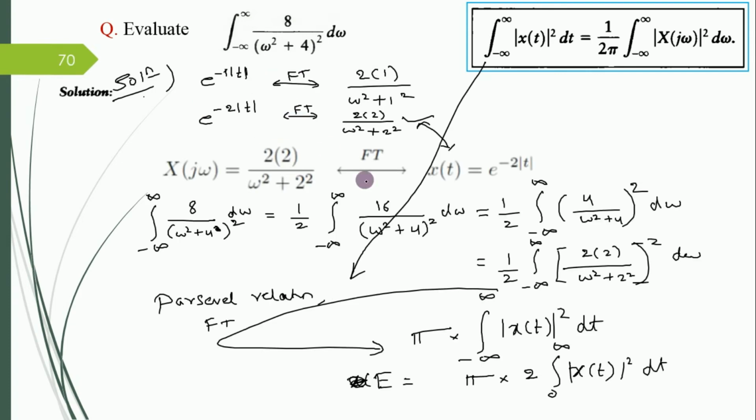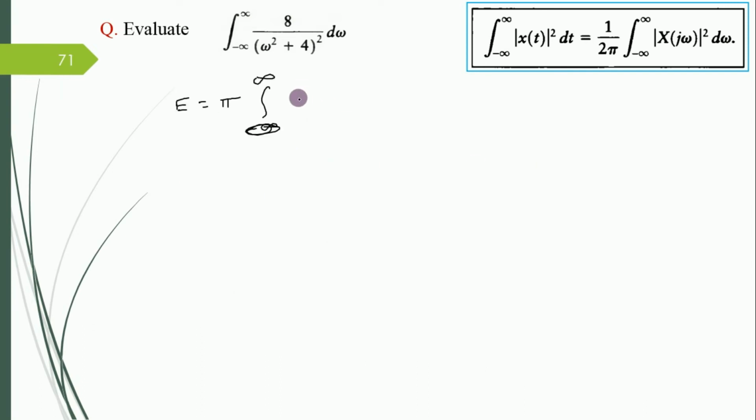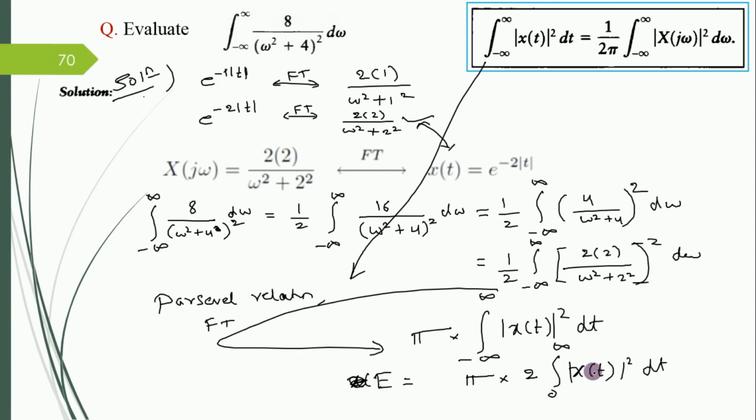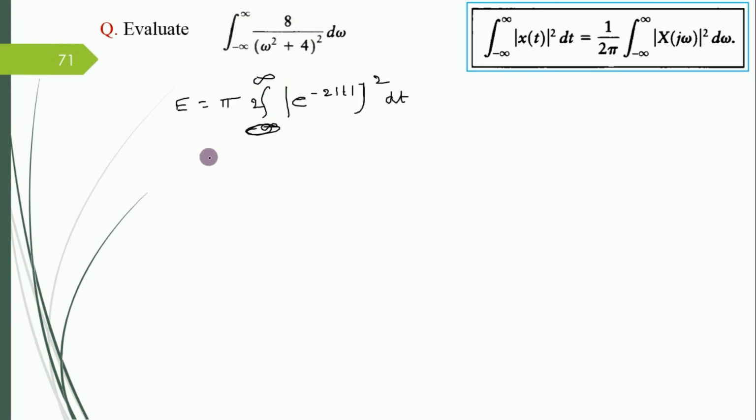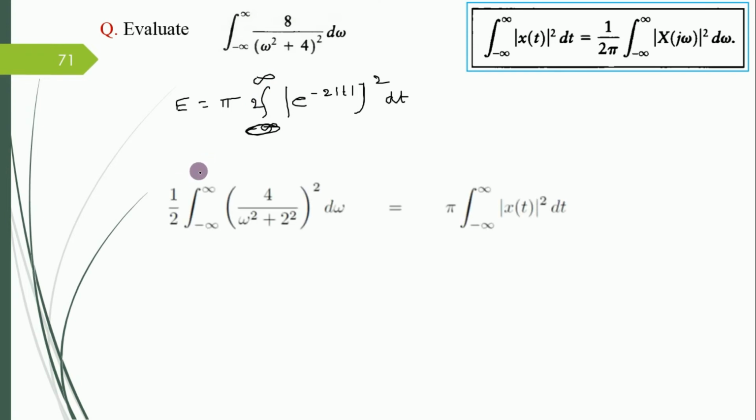In place of x(t), I'm having e raised to minus 2|t|, mod of this whole square dt. Okay, so this 2 I had missed. So this will give you, same thing is here, 2 pi. 2 into pi, integration 0 to infinity, e raised to minus 4t, because mod is there, square is there, hence you can write minus 4t.